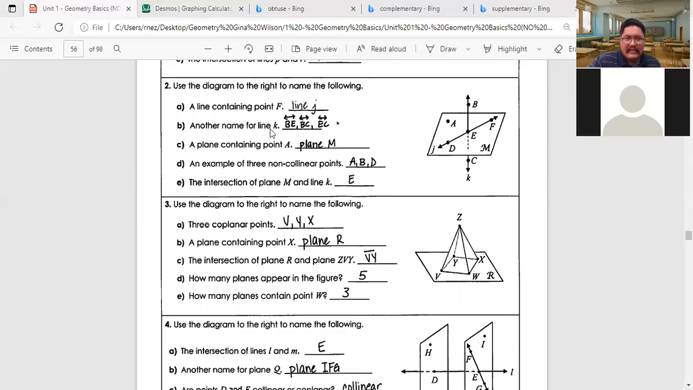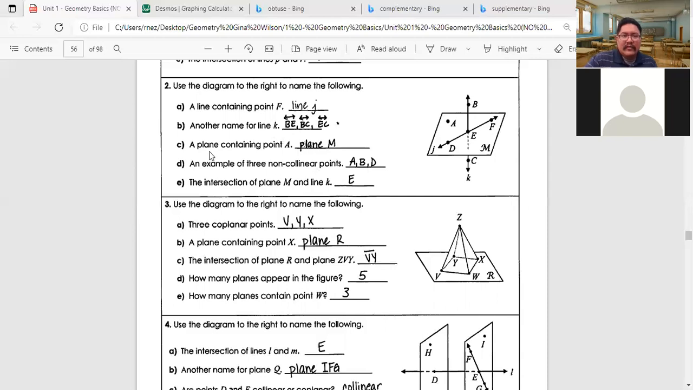Another name for the line K. So that's the next one here. So K. So here I have K, and that's exactly what I just got done talking about, because we could name it with any of the points. So BE, BC, and EC. So those are the other 3 ways, is to just pick any 2 combination of points along that line.